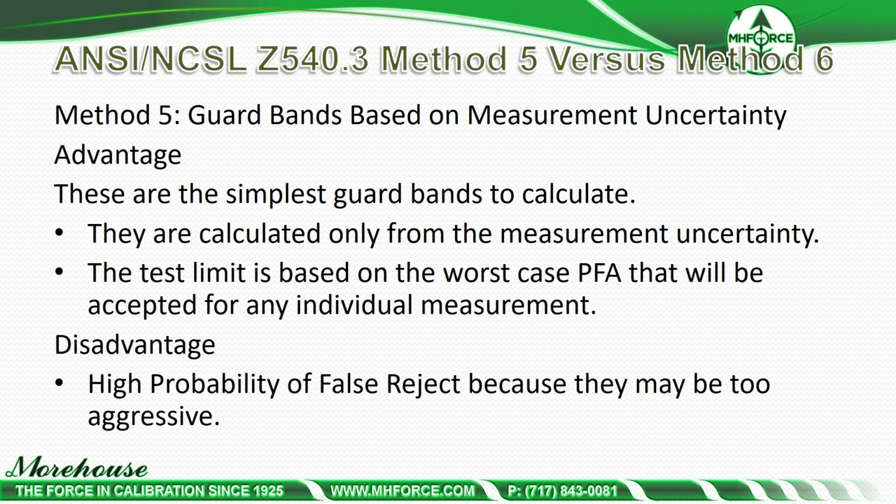They're the simplest guard bands to calculate. They're calculated only from the measurement uncertainty. The test limit is based on the worst case PFA that will be accepted for any individual measurement. The disadvantage of method 5 is there is a high probability of false reject because they may be too aggressive.